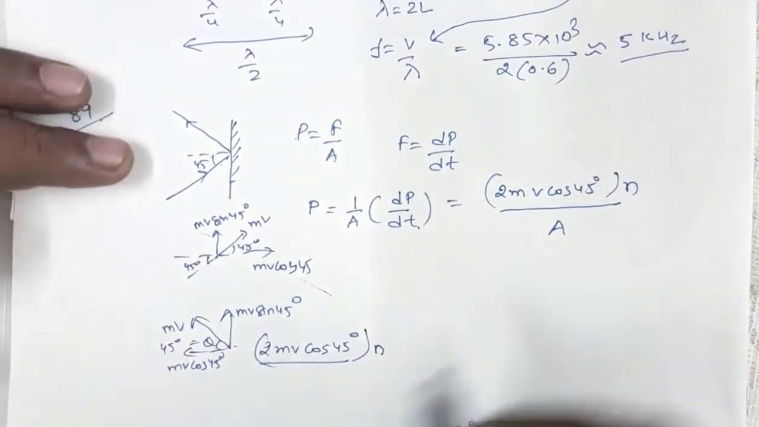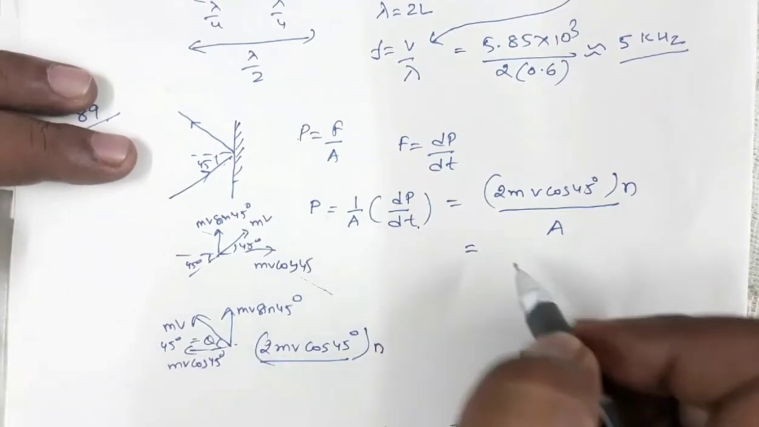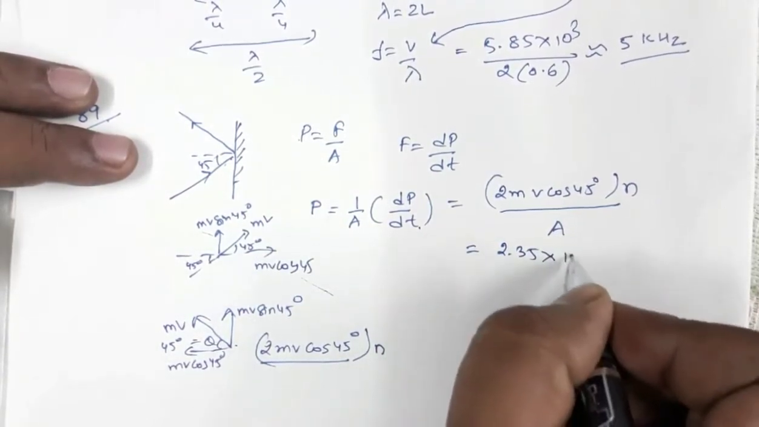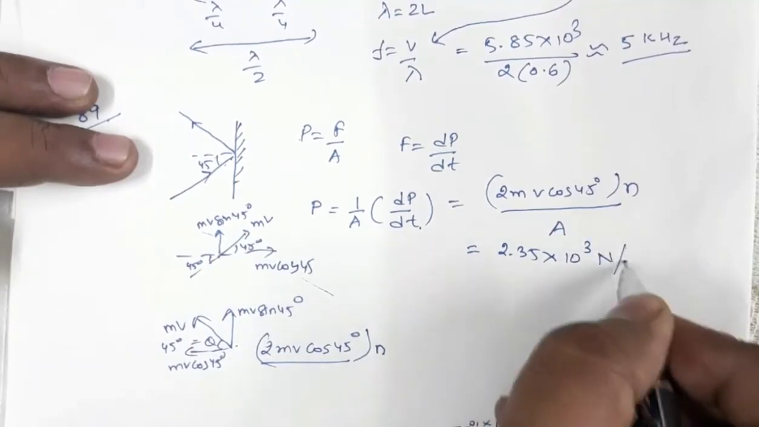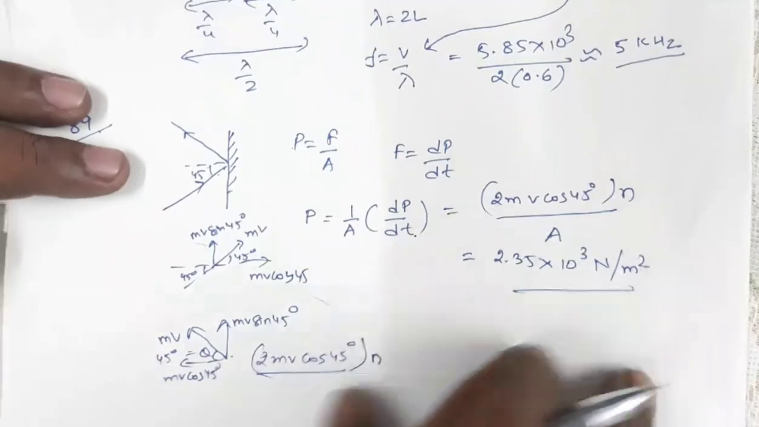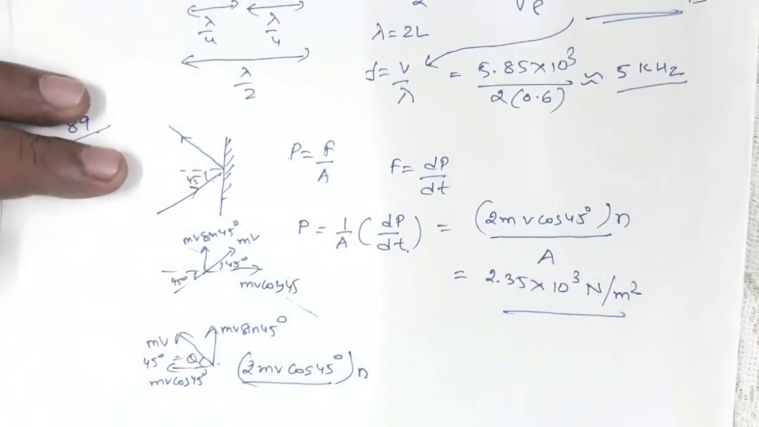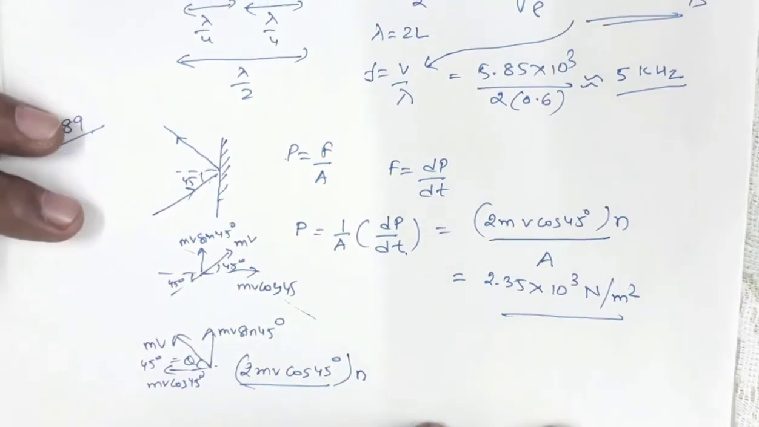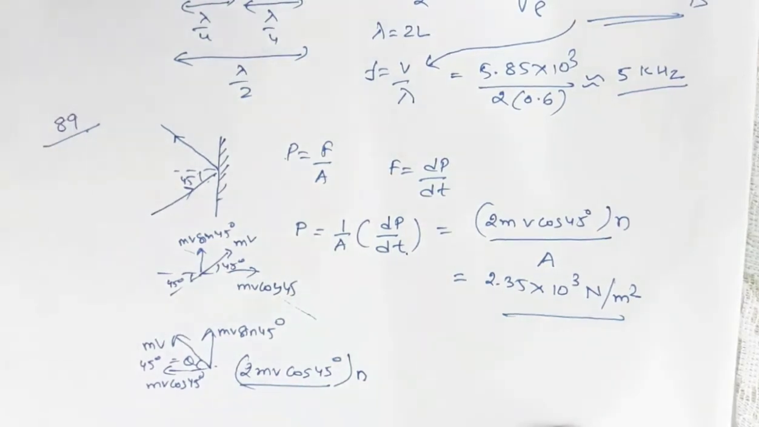Now if you substitute the values, we get the final result as 2.35 into 10 power 3 Newton per meter square. Okay, so this is the final result. So the correct option is number 4 for question 89. For question number 89, option 4 is the correct answer.